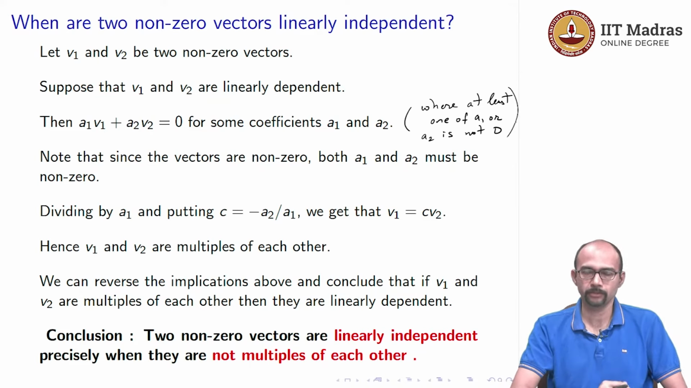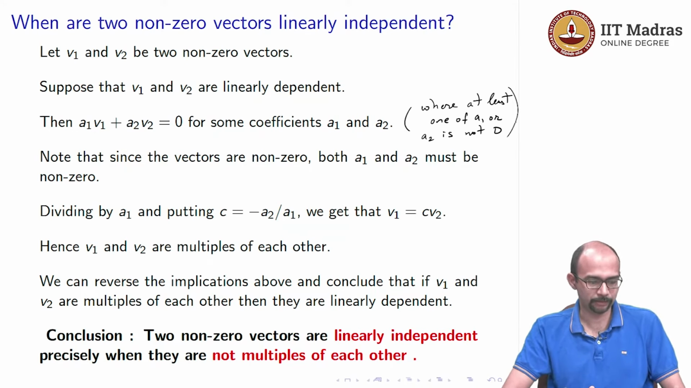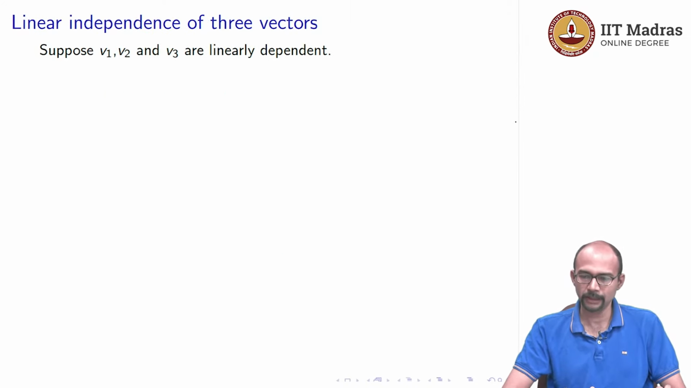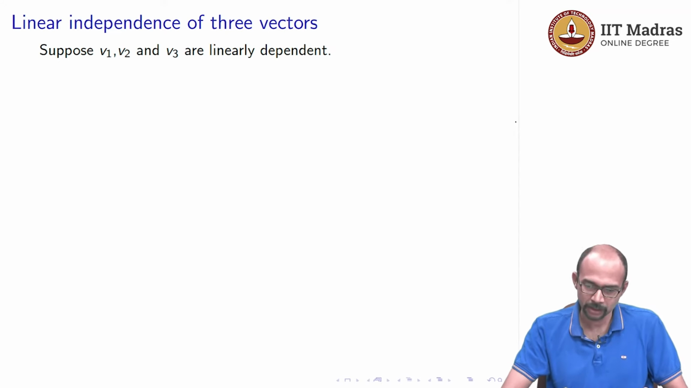So, the point one is trying to make here is that linear independence as a notion is a very useful and important notion, and it is saying something very important about these vectors, namely that they are not multiples of each other. Okay. So, let us ask the same question for three vectors. When are three vectors linearly independent? What does that say?